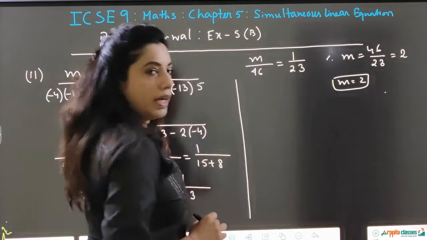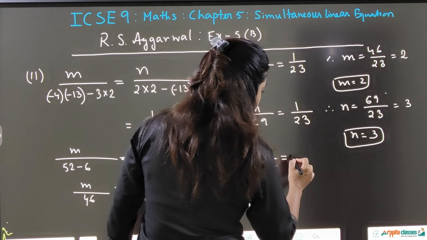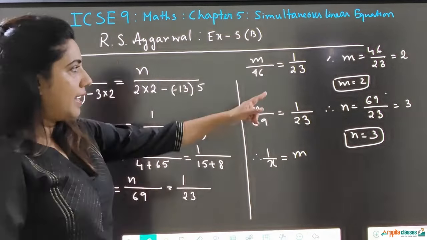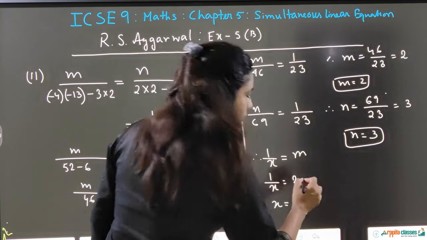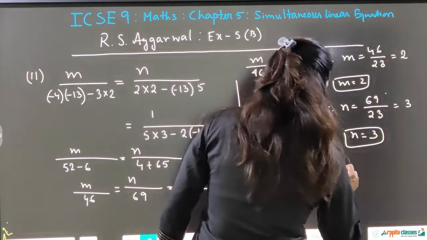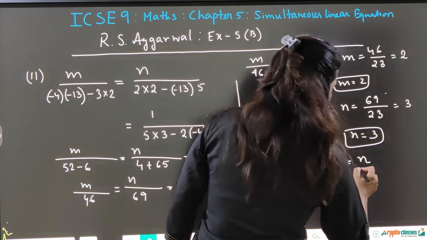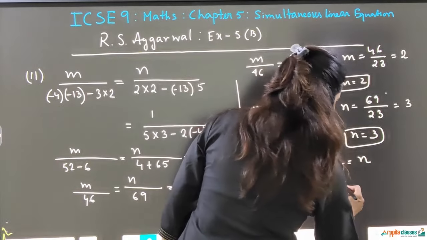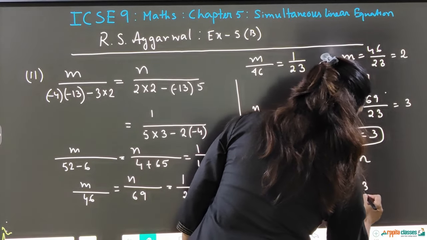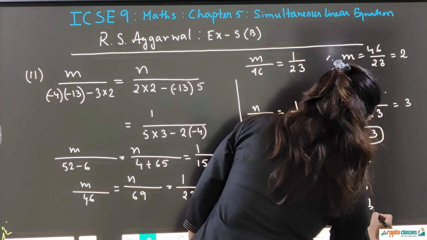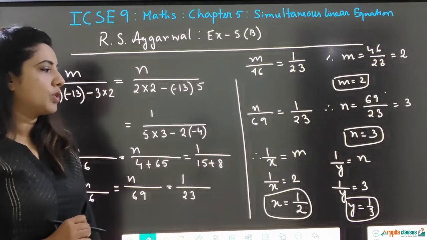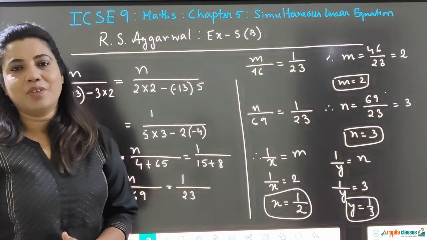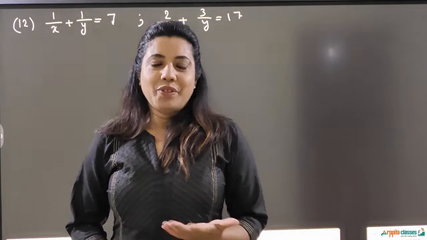We had considered 1 upon x is equal to m, and m we got as 2. So 1 upon x is 2, therefore x is equal to 1 upon 2. Similarly, we considered 1 upon y is equal to n, and n we got 3. So substituting, 1 upon y is equal to 3, therefore y is equal to 1 upon 3. So we got the values for x and y. X is 1 upon 2 and y is 1 upon 3. Let us proceed towards the next question.